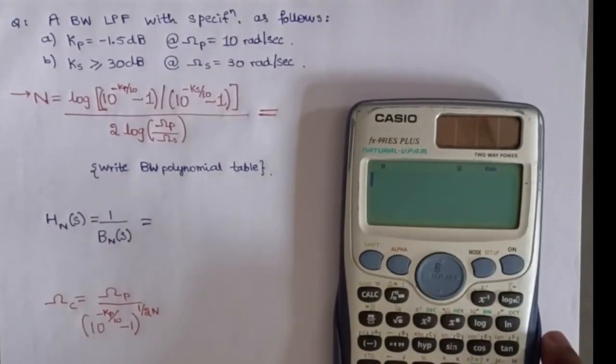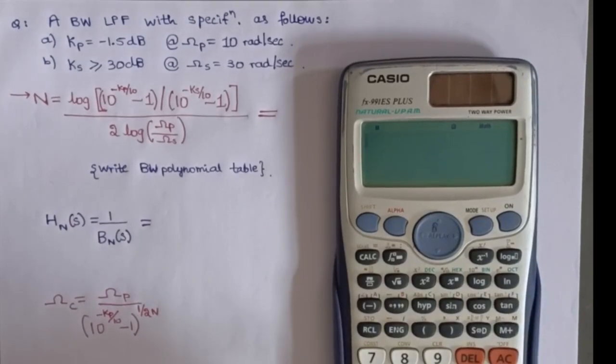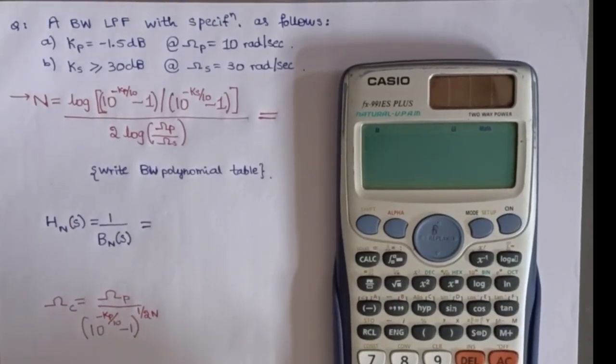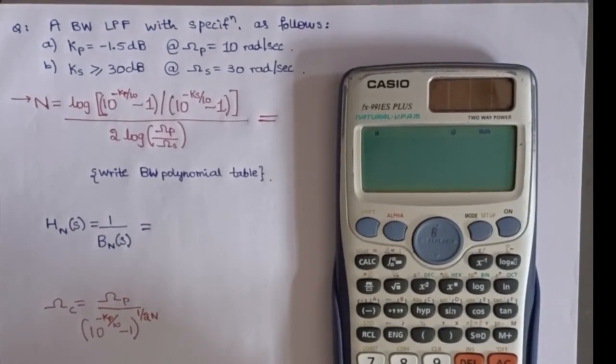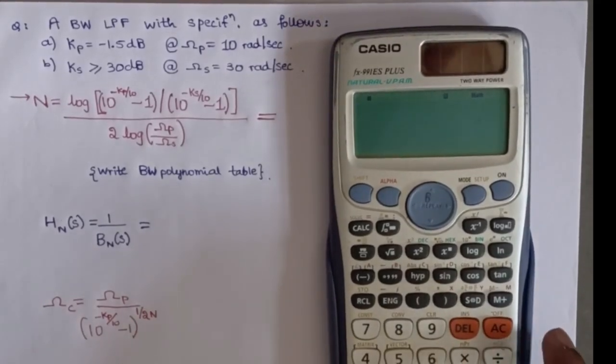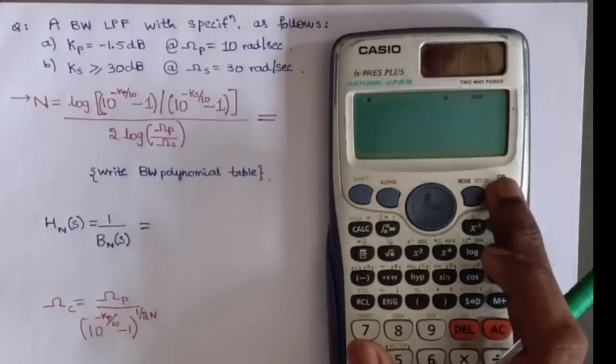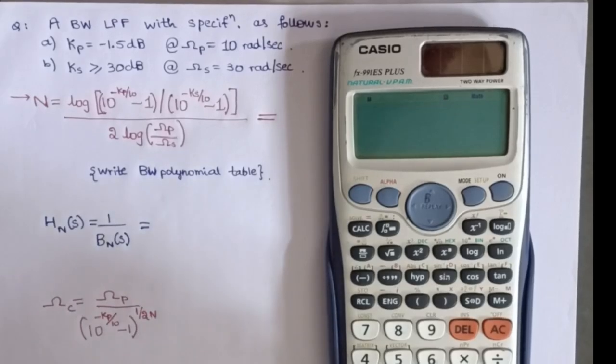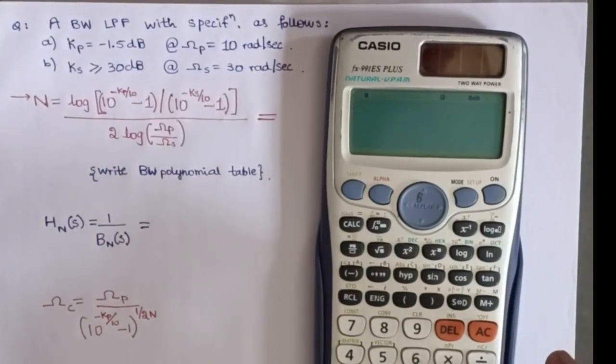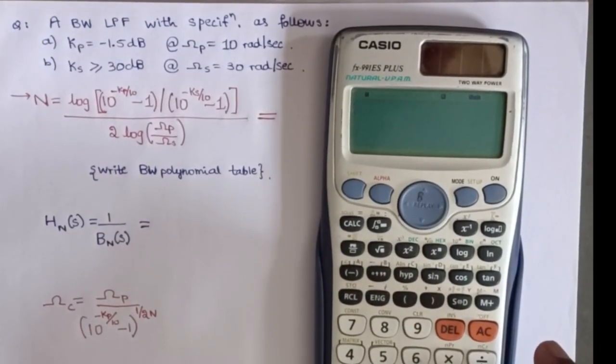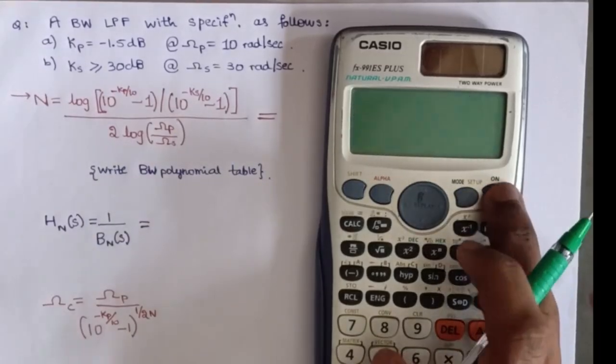We know that we have to first find the value of n, that is the order of the filter. N is equal to log of 10 raised to minus kp by 10 minus 1 divided by 10 raised to minus ks by 10 minus 1, divided by 2 log omega p by omega s. Let us substitute the values of kp, ks, omega p and omega s in the formula.